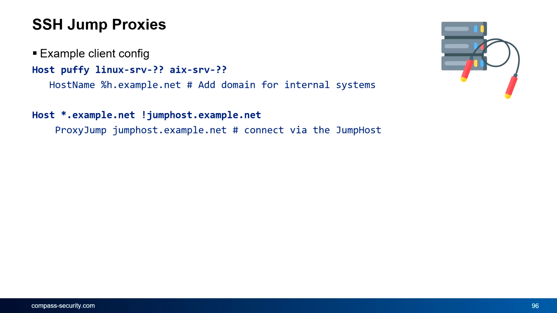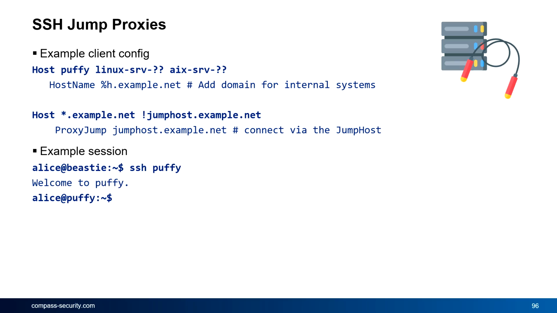This is now the effect. If you type ssh puffy, this will add puffy.example.net, and then everything.example.net will use the proxy jump option and tunnel the traffic via the jump host.